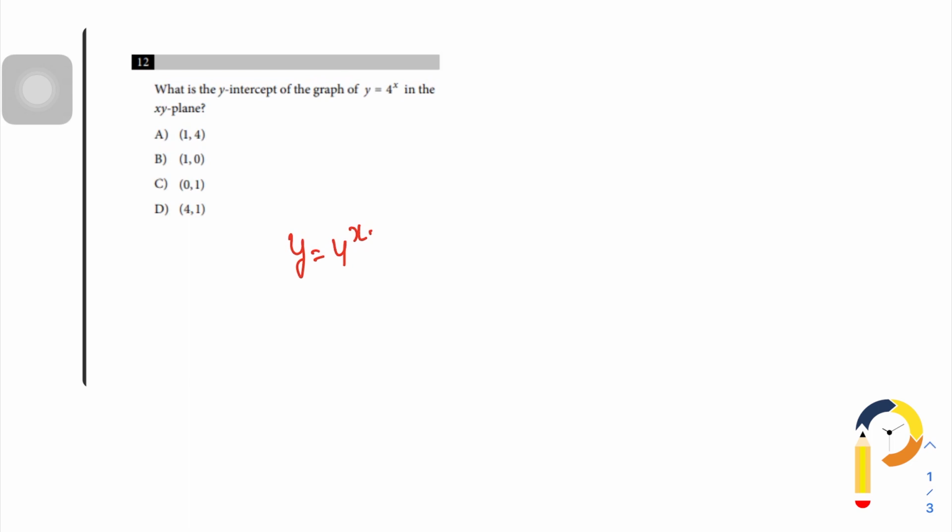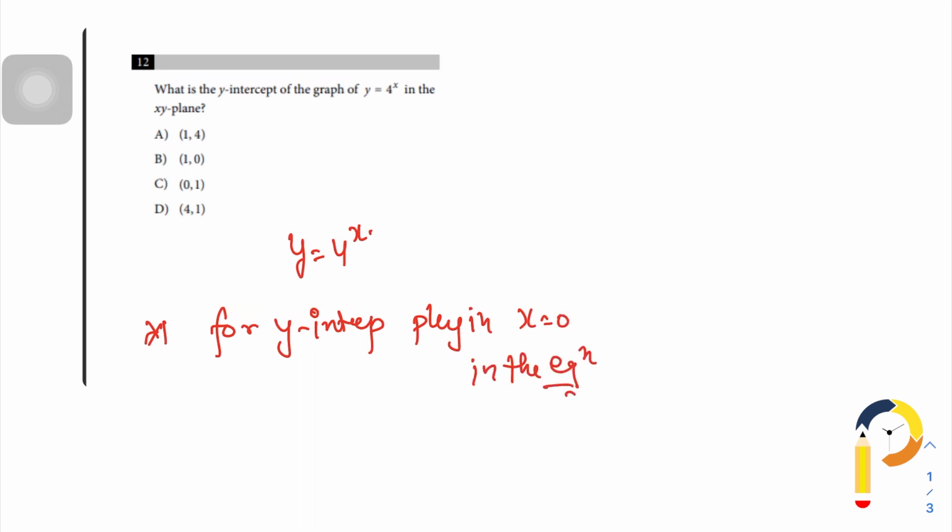Let me tell you the rule. For the y-intercept, just plug in, or substitute, x is equal to 0 in the equation. If you put x is equal to 0 there, what do you get? y is equal to 4 to the power 0, that is equal to 1. So when x is equal to 0, the value of y is equal to 1, and that is the y-intercept.